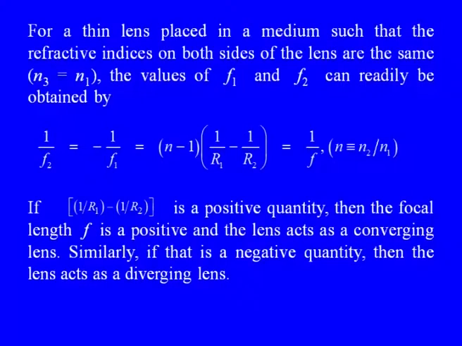Now, if this factor 1 upon r1 minus 1 upon r2 is a positive quantity, then the focal length f, which is equal to f2, the second focal length, is positive and the lens acts as a converging lens. This is the situation for a biconvex lens. Similarly, if that is a negative quantity, then the lens acts as a diverging lens.